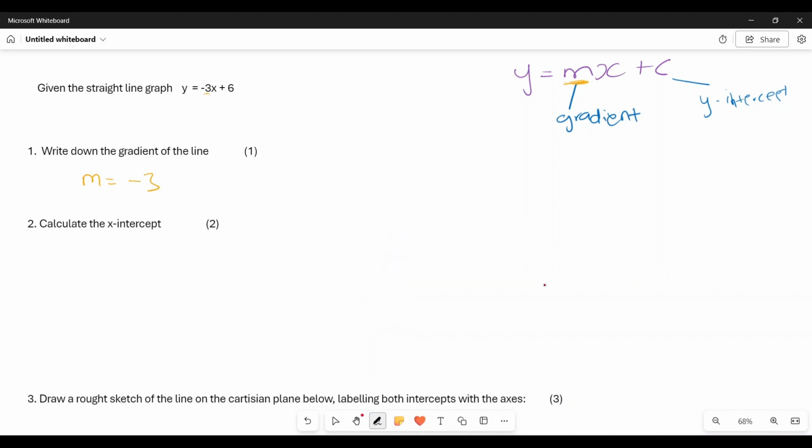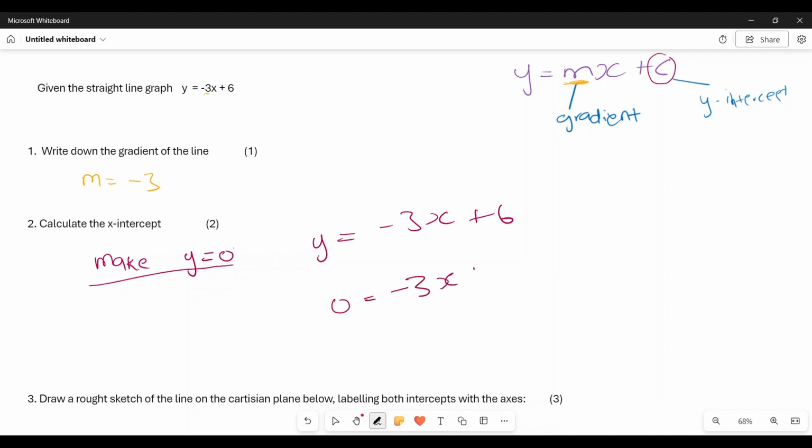Now, next question, calculate the x-intercept. Remember I said your c would always be equal to your y-intercept. To calculate your x-intercept, you always need to make y equal to 0. Our graph is given as y equals -3x plus 6. If we make y 0, we solve for our x-intercept: 0 equals -3x plus 6. I can take this to the other side for it to become positive, so I would have 3x equals 6. Dividing both sides by 3, my x-intercept would be at 2.